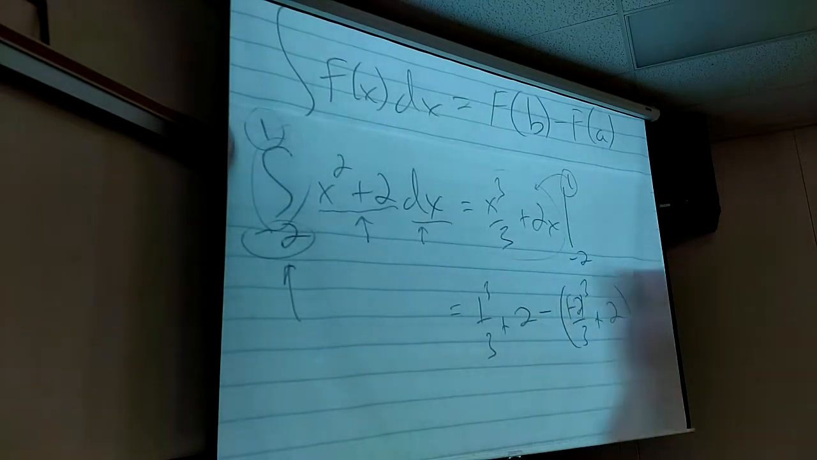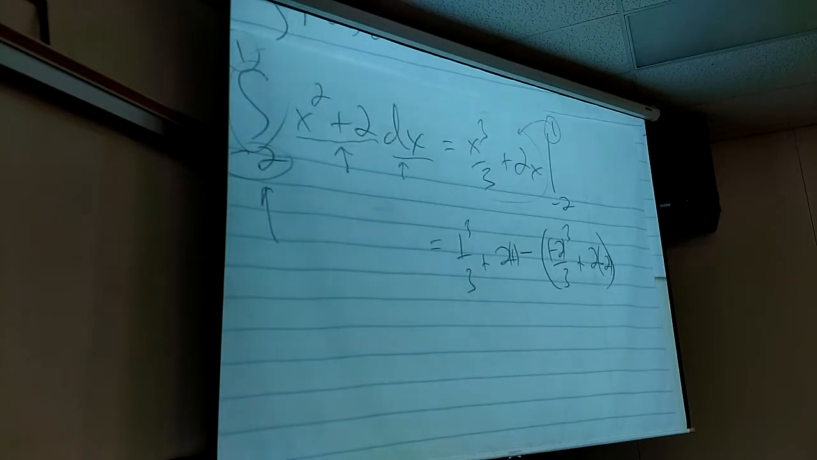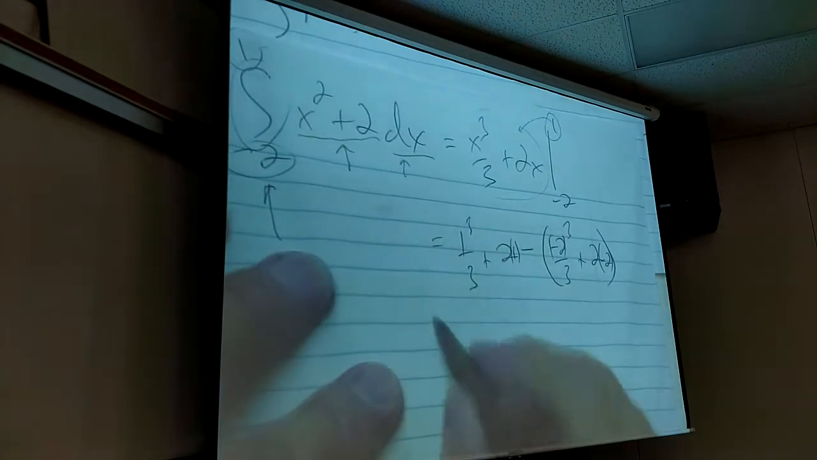I forgot, let me make this really clear. There. So put a 1 in there, minus what you get when you put a negative 2 in there. I think if I remember correctly, this is supposed to come out to be 9, right? Let's see what we get.